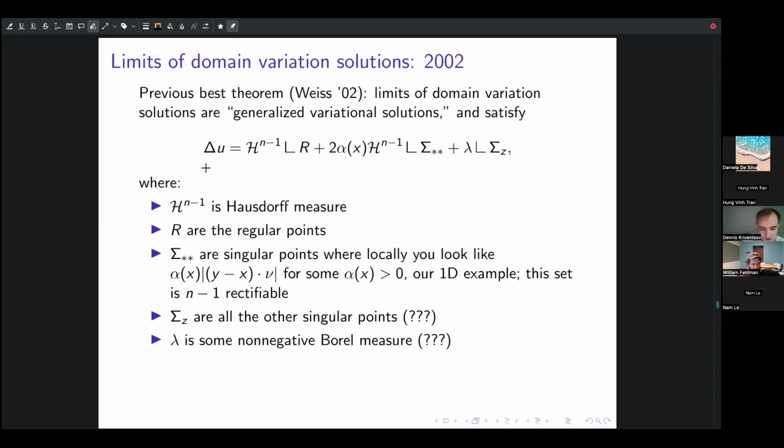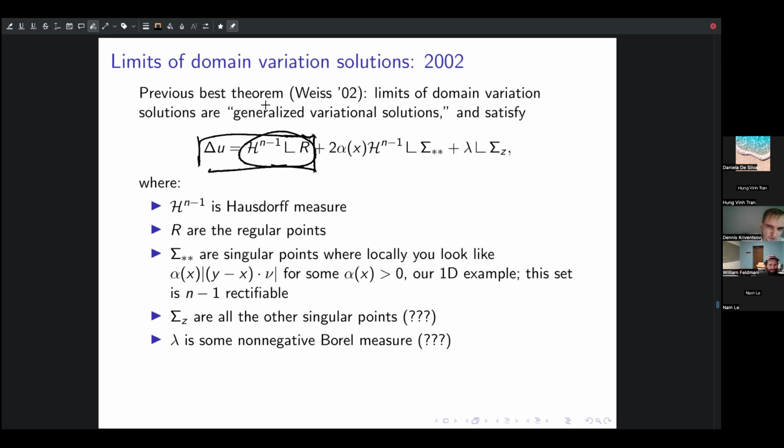You can write the PDE for u as a distributional equation for the Laplacian, right? The free boundary condition is supposed to be telling you, at regular points, that the Laplacian is the (n-1)-dimensional Hausdorff measure restricted to the regular points. If I have a classical solution, this is just true. This is exactly what the Laplacian is, when I view it as a Borel measure, for a classical solution.